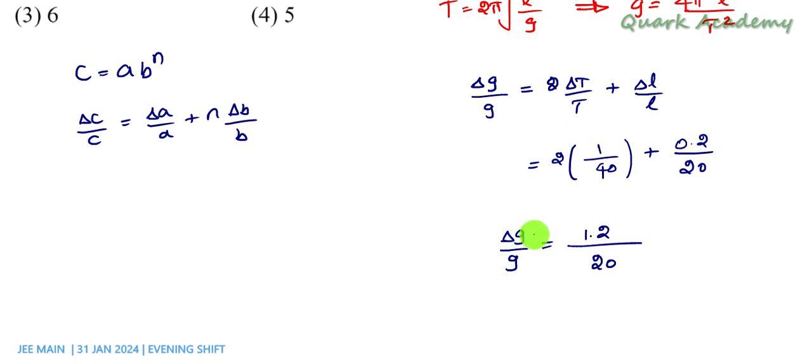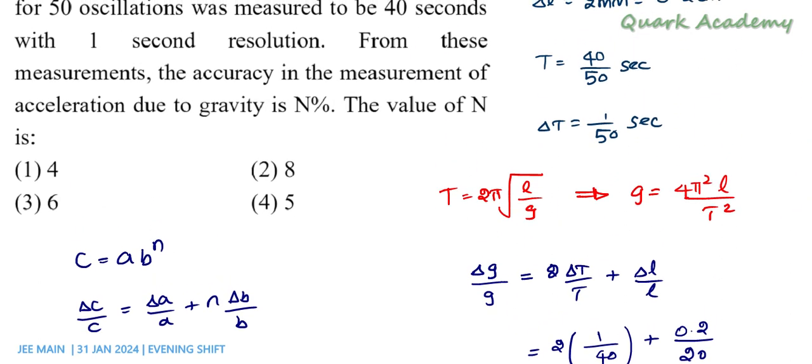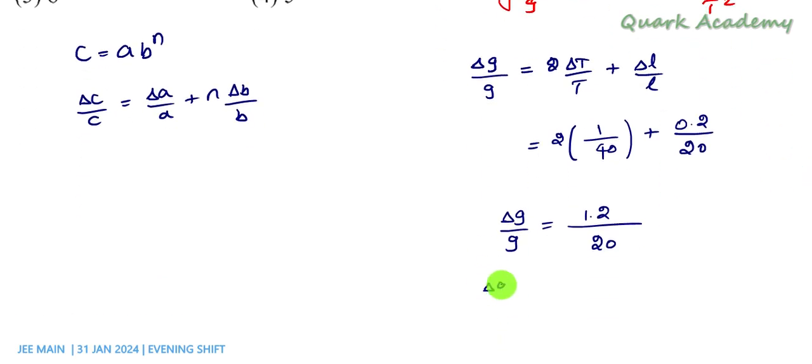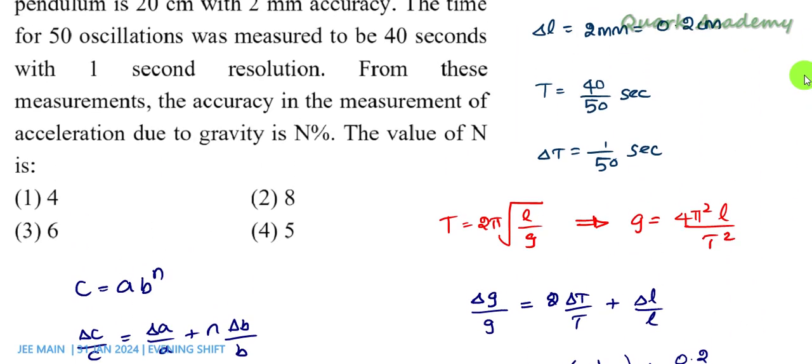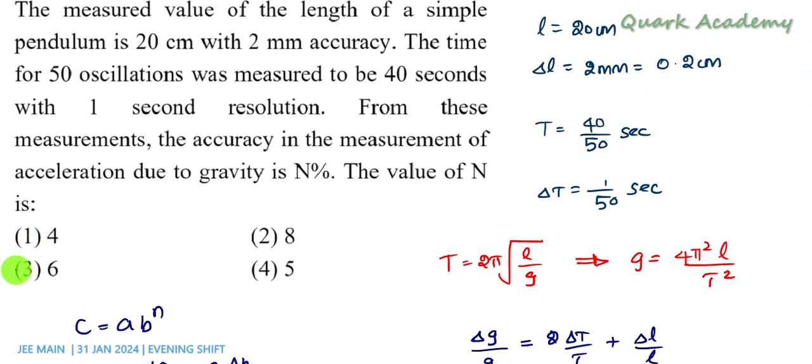This is relative error. In the question, they are asking percentage error. So delta g by g percentage, which is equal to 1.2 into 100 by 20 percentage. So this will become 6. Yeah, we'll get 6%. So the percentage error in finding gravity, acceleration due to gravity, is 6.